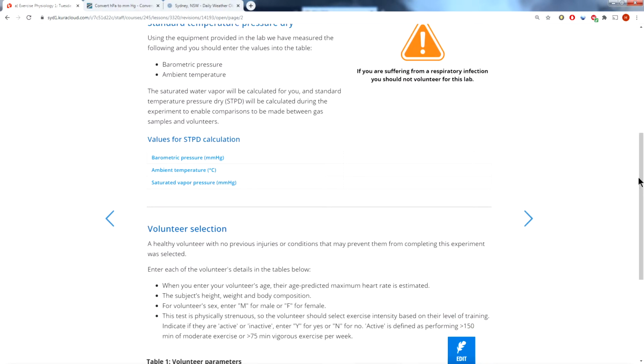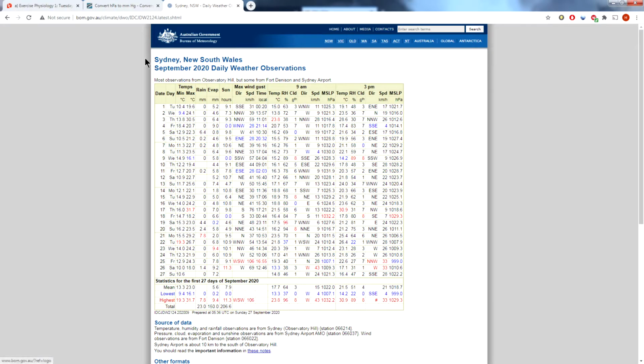First of all, if you scroll down to the standard temperature pressure dry section, you'll see that the first thing we need to provide is values for standard temperature pressure dry. So to do that, we need to provide a barometric pressure and also the ambient temperature. Now, unfortunately, due to COVID, you're doing this activity at home, but the subject that we ran through the experiment so that we could give you some data to use, ran through this experiment on the 21st of September in the morning. So let's have a look at the Bureau of Meteorology website.